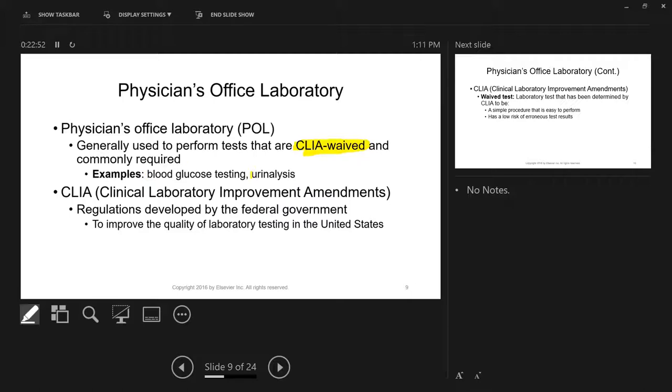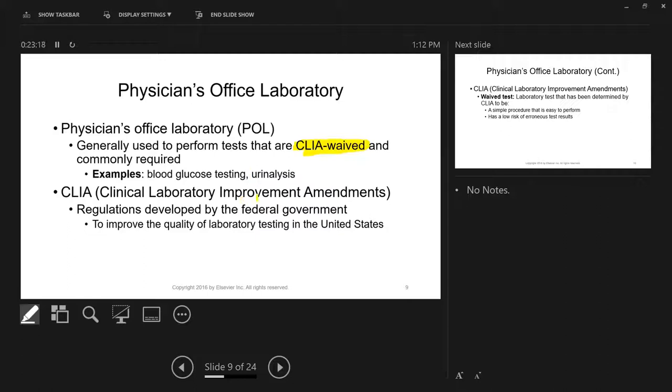Urinalysis is another example of a CLIA-waived clinical laboratory test. It's just such a common thing to do a urinalysis in a physician's office. It's so easy to get urine, and it's so easy to test it. The machines are not cheap, but it's not like the cost of paying for a contract with outside laboratories and such. It's not a big deal.